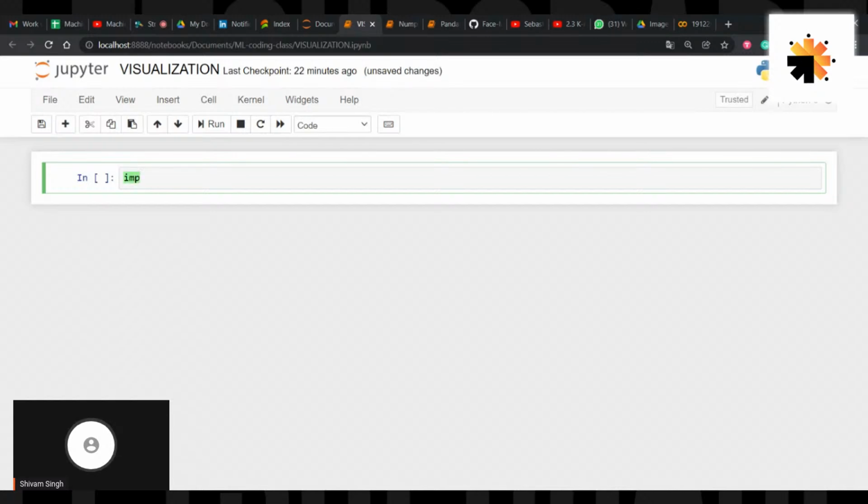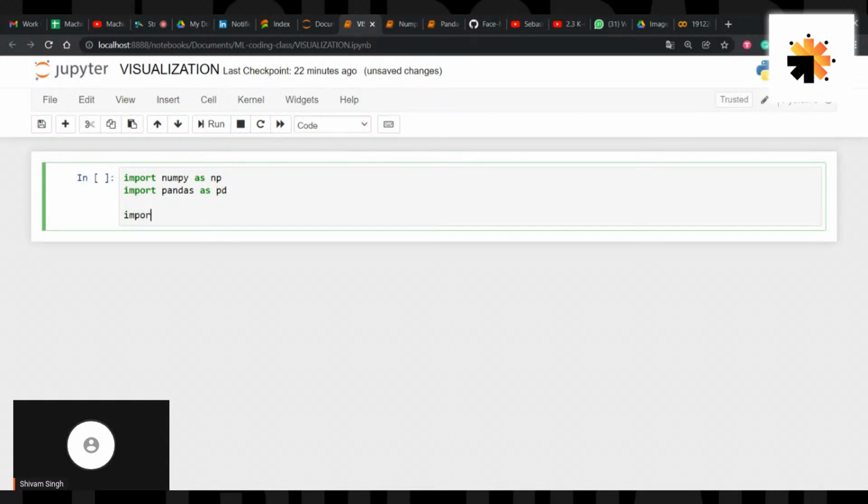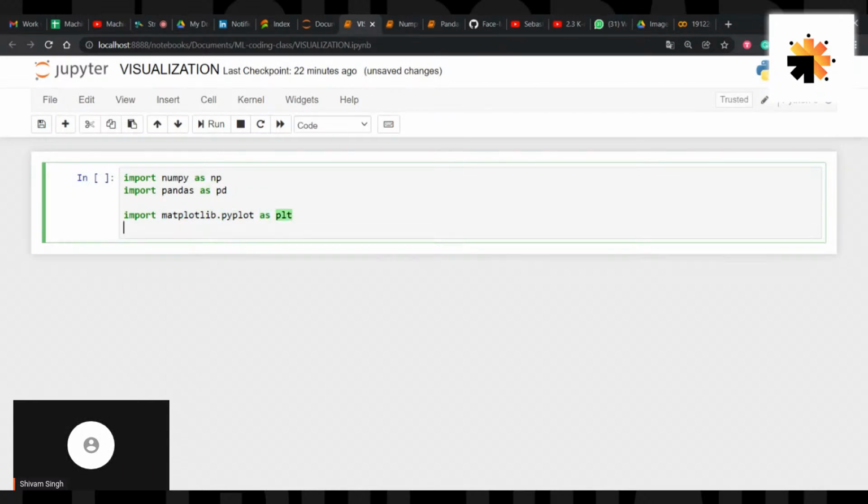Before importing those, we need to import our previous libraries, because we are going to use them somewhere. So we need to import numpy, then pandas, then matplotlib. Matplotlib is for visualization. And then I need to import seaborn.